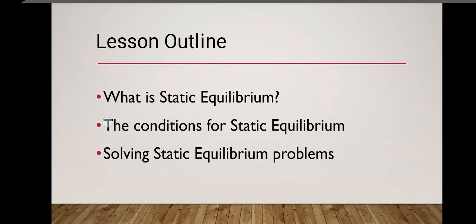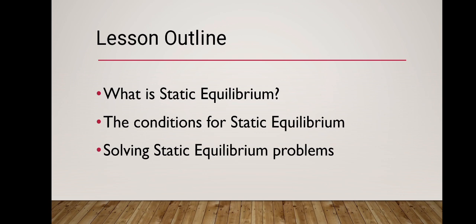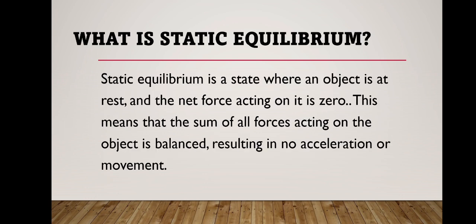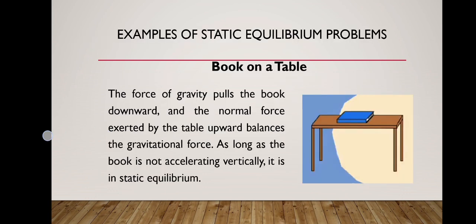So first, our lesson outline is: what is static equilibrium, the conditions for static equilibrium, and solving static equilibrium problems. So first, what is static equilibrium? It's a state where an object is at rest and the total or net force acting on it is zero. This means that all the forces around the object are balanced, so there's no movement or acceleration happening. So what happens when the forces are balanced? The object stays still, it doesn't move or accelerate.